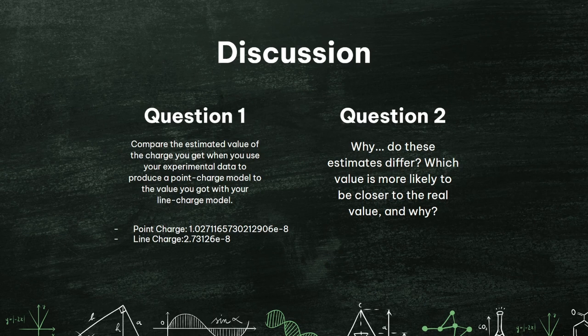And so if I had to choose a value to be closer to the real thing, I would assume the line charge, because it's more in depth and it's more accurate to the shape of the charge distribution. And so yeah, that would be my take: the line charge.